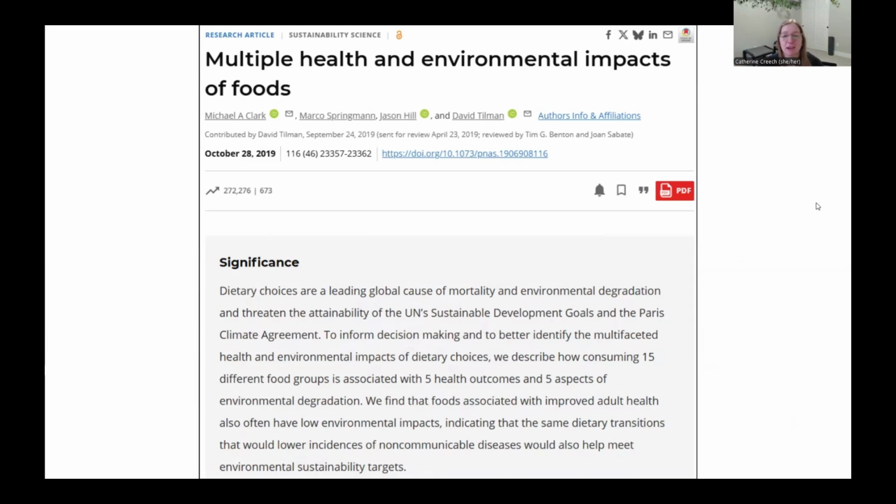This information came from an article. Here it is, Multiple Health and Environmental Impacts of Food. This article is from 2019. And what they did was they looked at 5 different health outcomes and 5 different aspects of environmental degradation. And they rated each of the foods that they looked at based on both of those things. But I want to go over the results because it links directly to what we've been talking about with climate change and loss of biodiversity.